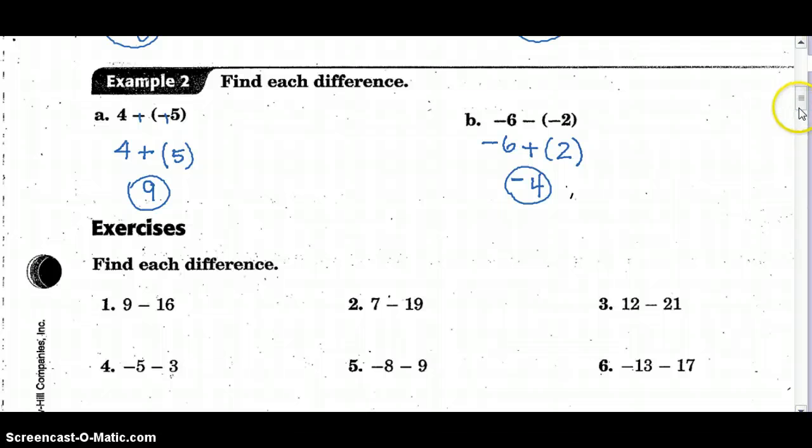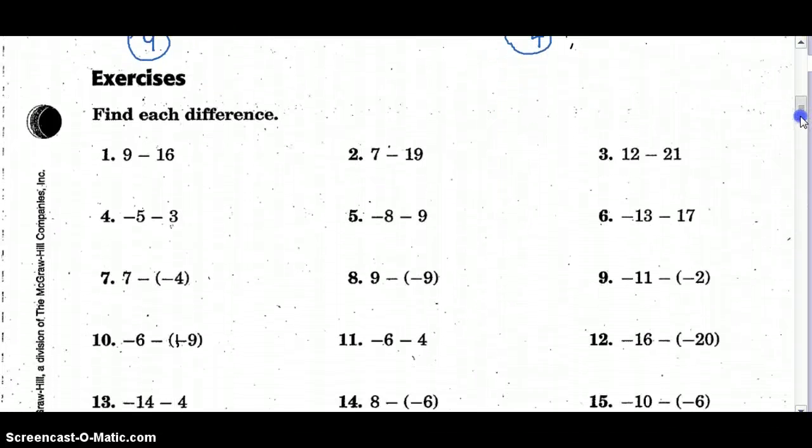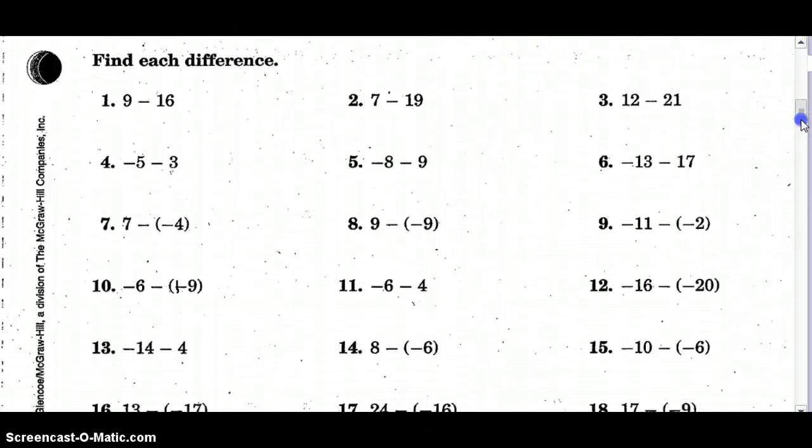So let's see if we can practice a few of these problems. I'm not going to work every one of them with you, but I'll get you started. So here we have 9 minus 16. So we're really going to add 9 plus negative 16, which means I subtract and keep the sign of 16, which gives me negative 7.